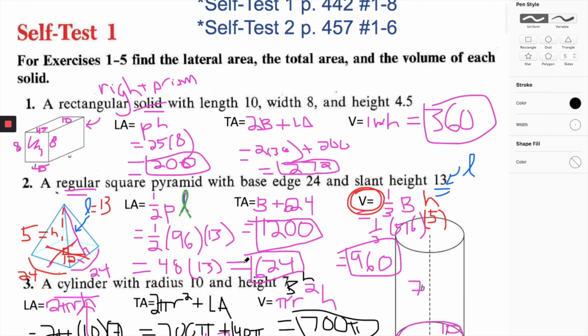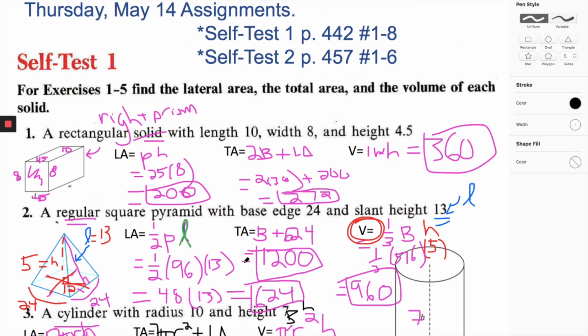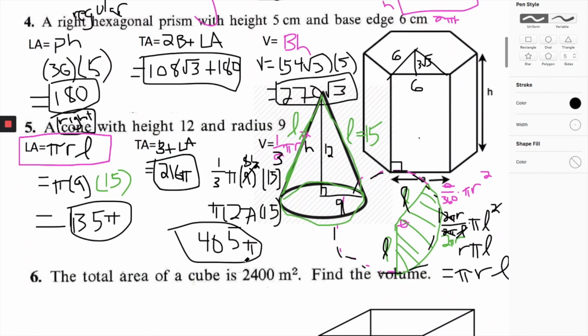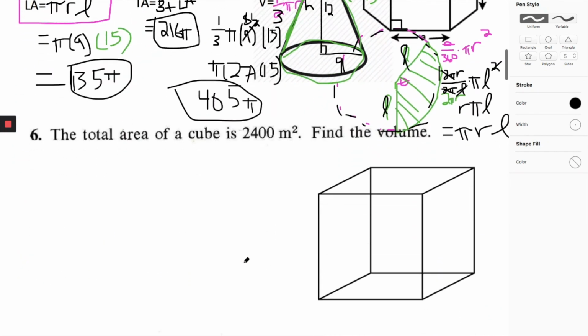So those are the 5 kind of plug and chug problems, getting the lateral area, total area, and volume of those particular solids. So if you're doing well on those, you're in great position. Now is some more comparison type things and other thinking outside the box type problems.